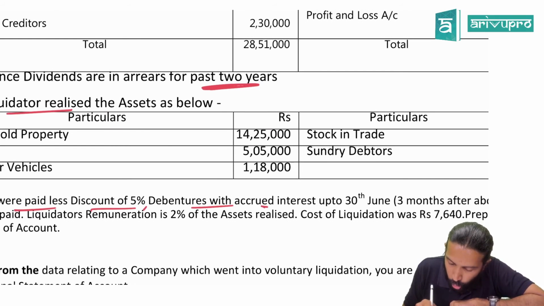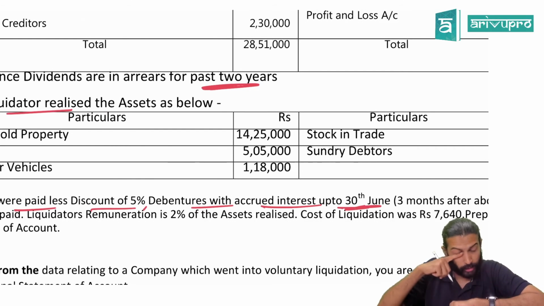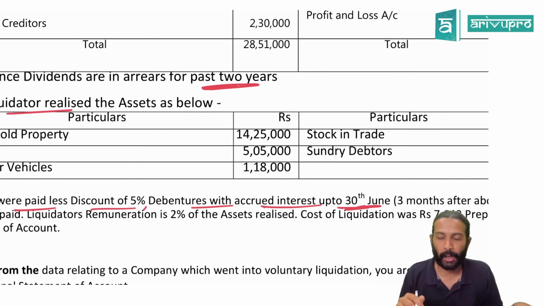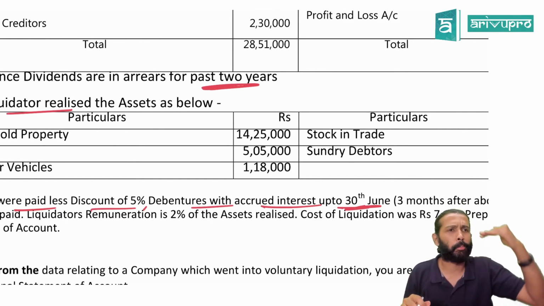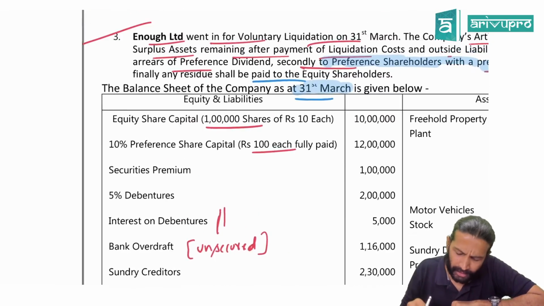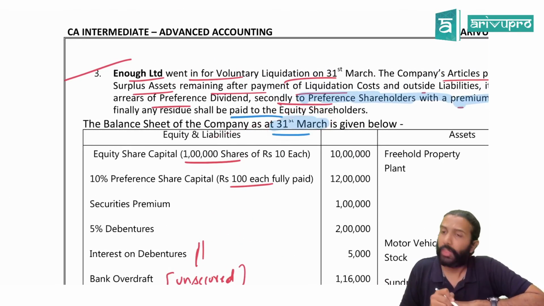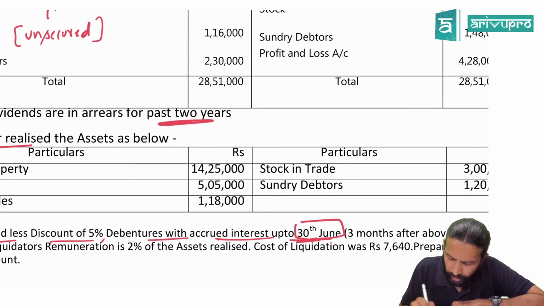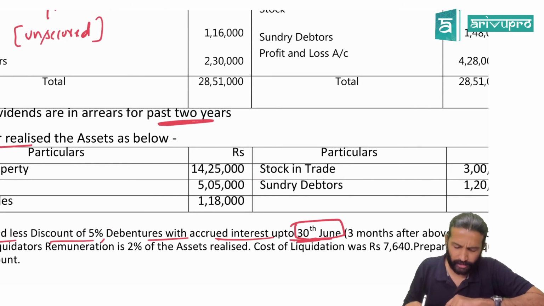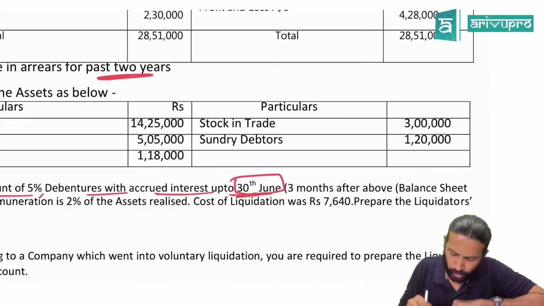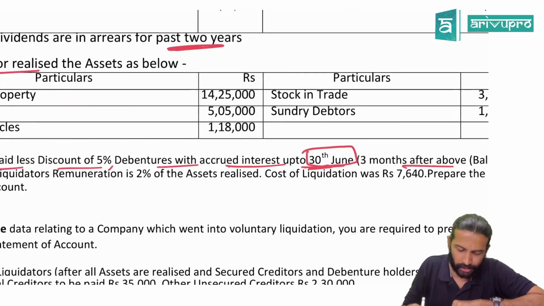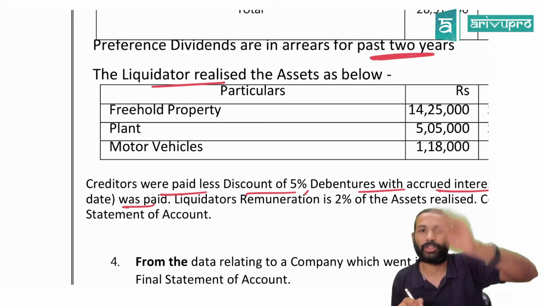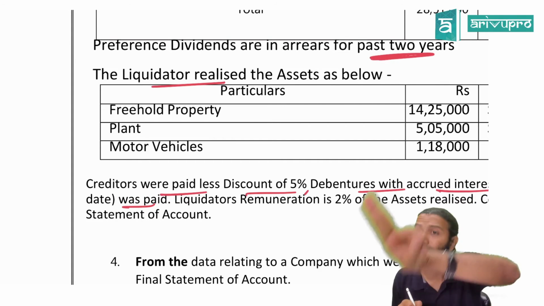Debentures with accrued interest up to 30th June. Underline that, sir. Debentures with accrued interest up to 30th June. So your balance sheet date was what? 31st March. Here they're bringing in one date. What is that date? 30th June. Let's read this line: debentures with accrued interest up to 30th June. That is 3 months after the balance sheet date. So debenture holders, you are not paying on 31st March. You are paying them on 30th June.